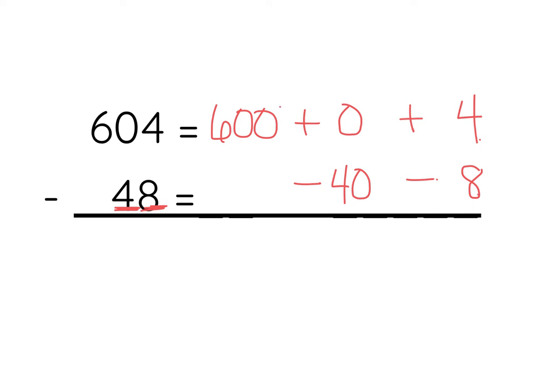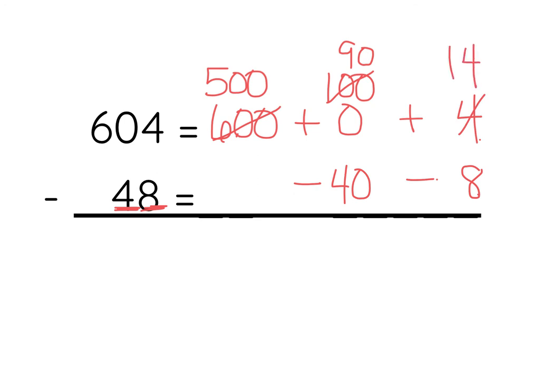So I'm going to have to put some tens there. So I will rename that 600 as a 500 plus a 100. That's still the same value as a 600. Now that I have tens there, I can take a 10 away from 100 and make it a 90 and give the 10 to the 4 to make it 14. Notice it's still the same value as 604.